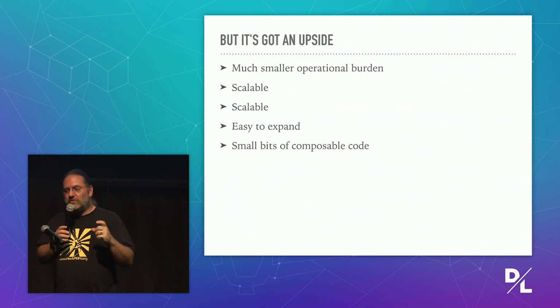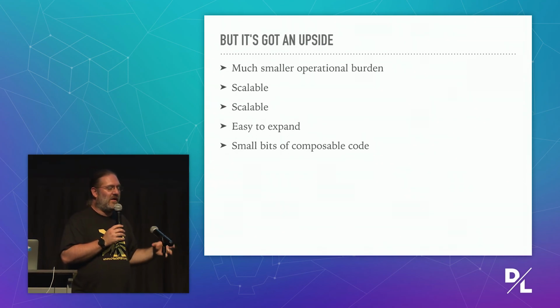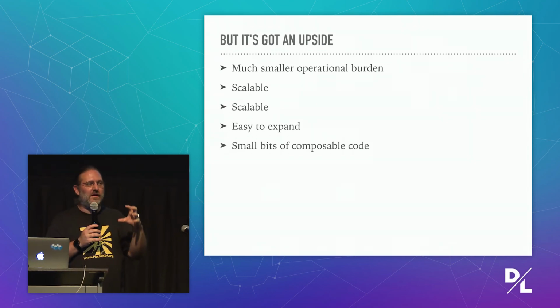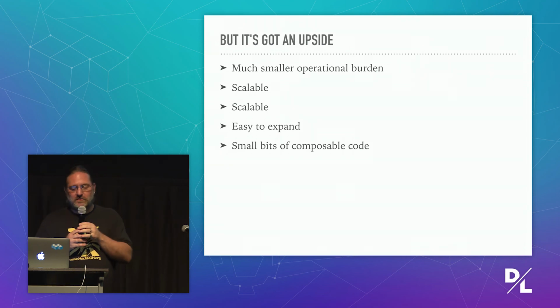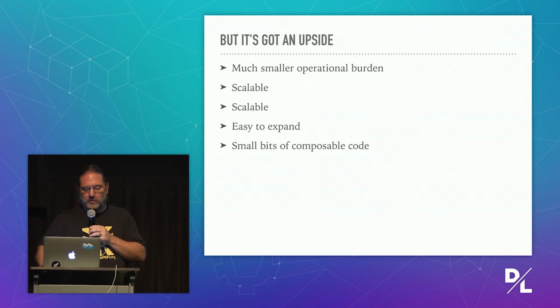So they're almost always very small. The microservices that I'm going to demonstrate today are all less than 100 lines of code. You can look at them and understand what they do very easily, and then you can compose them together to make much more complicated systems. And that's the small bits of composable code.